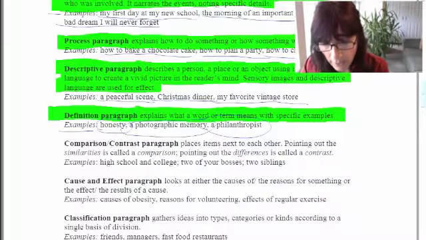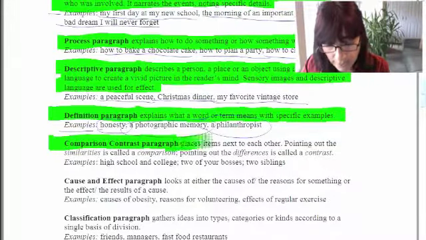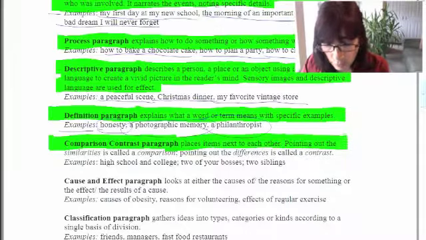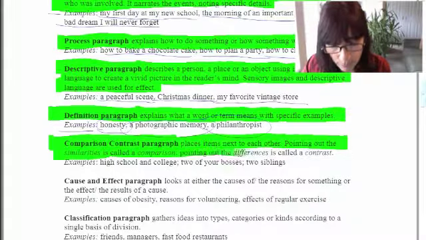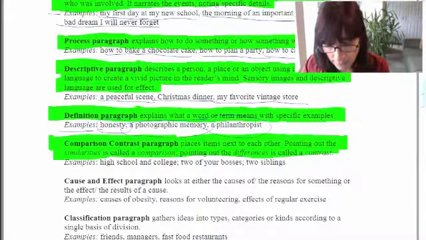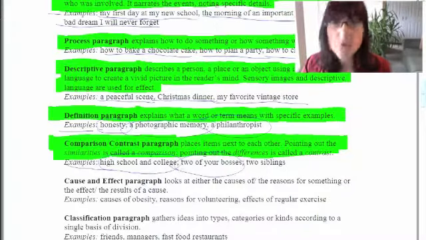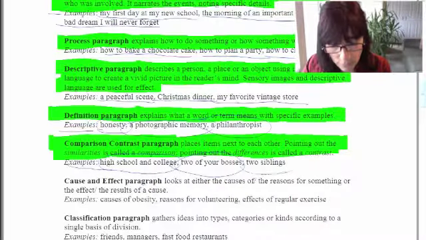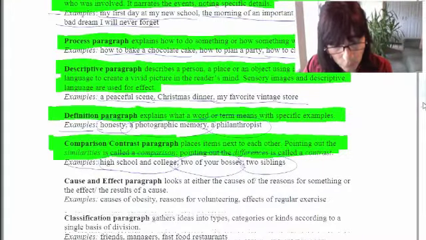Another type of paragraph would be a comparison or a contrast paragraph. A contrast paragraph places items next to each other. You would point out similarities, which is a comparison, or you could point out differences, and that's called contrast writing. And here are some examples of topics. You could compare high school and college.